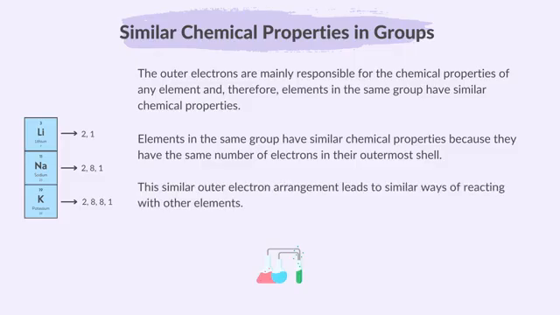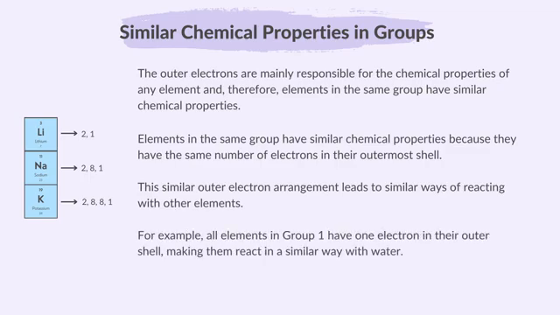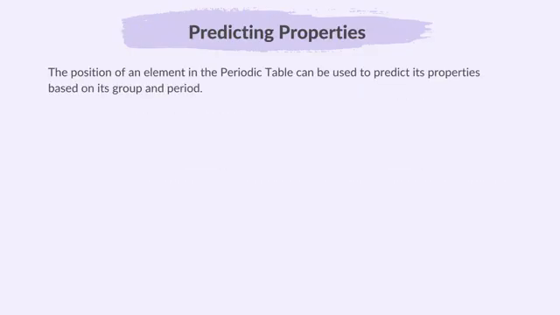This similar outer electron arrangement leads to similar ways of reacting with other elements. This is because in a reaction, it is the outermost electrons that participate in the chemical reaction. For example, all elements in group 1 have 1 electron in their outer shell, making them react in a similar way with water.